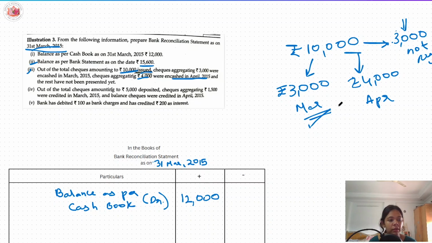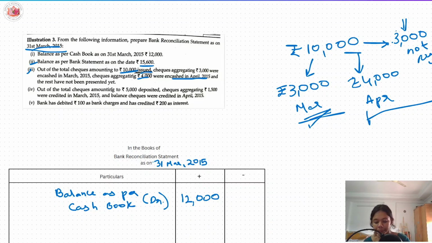What does that mean? Our cash balance is less by rupees 7,000. Our bank balance is more by rupees 7,000 because only this 3,000 rupees check in the month of March has been encashed and not these two. But the accountant has recorded that the entire 10,000 has been deducted. So our cash book balance is less, right? And what do we do when our cash book balance is lesser than our passbook balance?